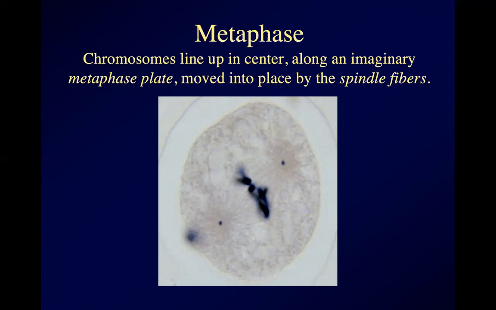The line that they form is an imaginary structure called the metaphase plate. There's no physical metaphase plate. The metaphase plate is just the plane that the chromosomes line up on. And those spindle fibers are what does the moving around.